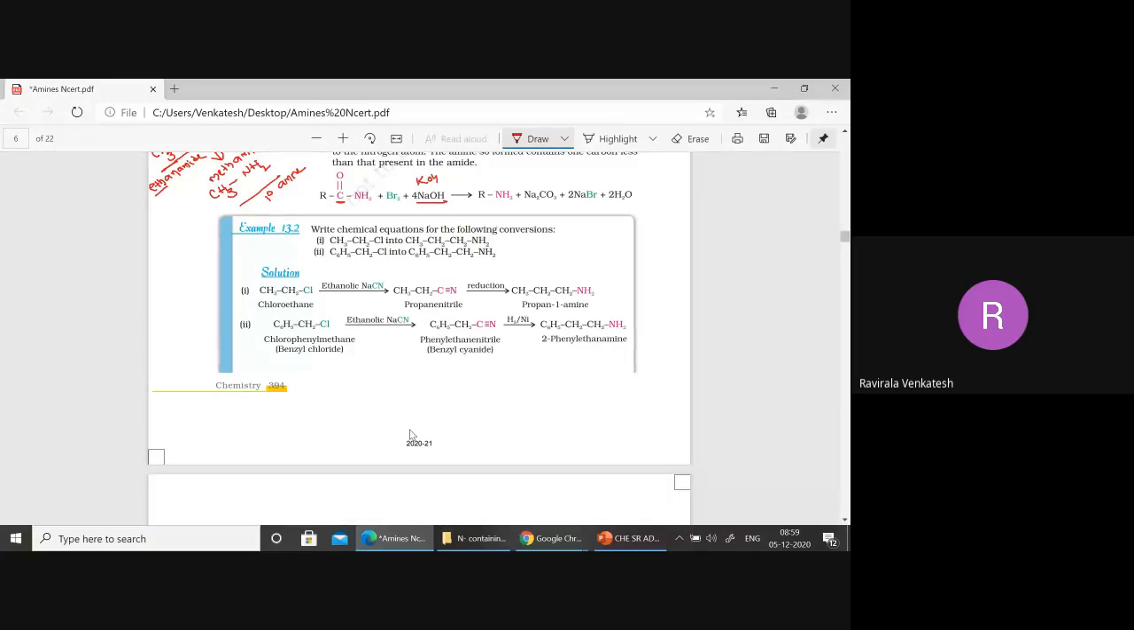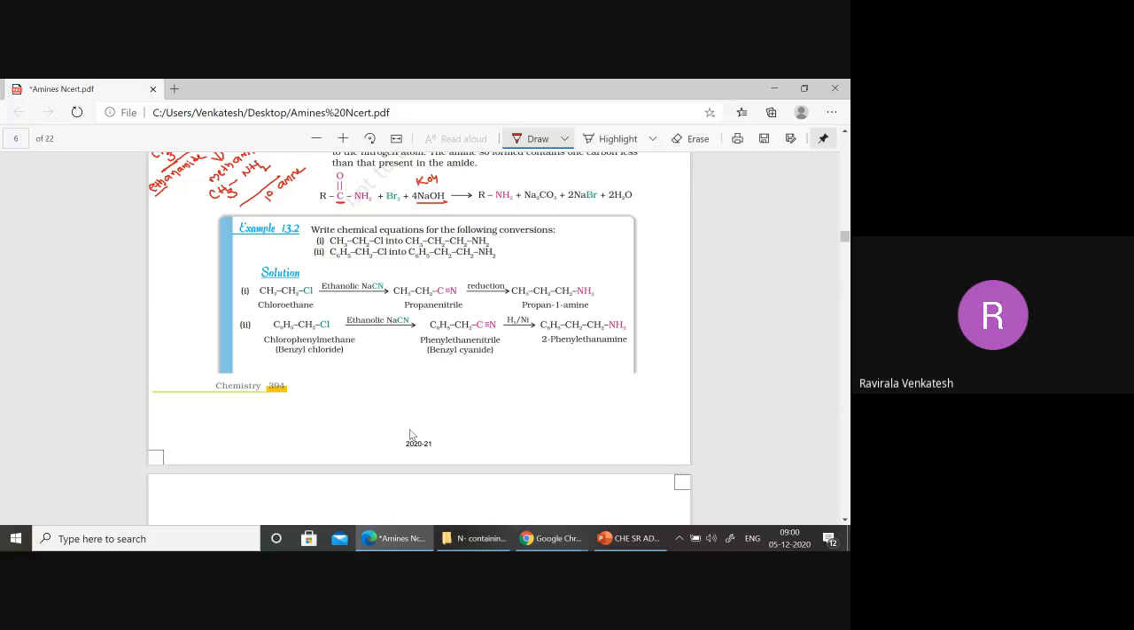Now 13.2 if you observe, this one is actually what? Again ammonolysis reaction, isn't it? Not ammonolysis, sorry, it is not ammonolysis reaction. Why is it not ammonolysis reaction? Because here two carbons are there, here three carbons. They are not reacting. If they react, that is called ammonolysis reaction. But the question is here, how to convert ethyl chloride into propanamine? In this case, what we have to do?